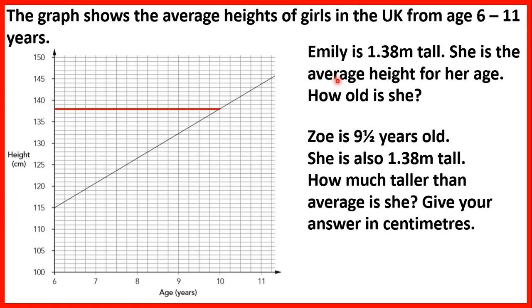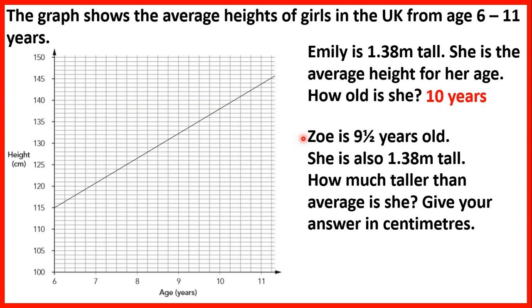We know that she's the average height, and the line on the graph shows the average height. So we can draw a line straight down from where our line hits the line on the graph, and we can see that that's 10 years. So Emily must be 10 years old.